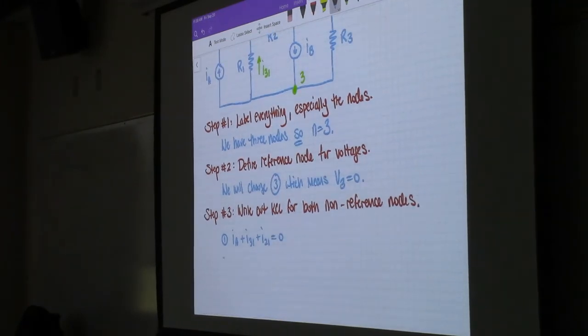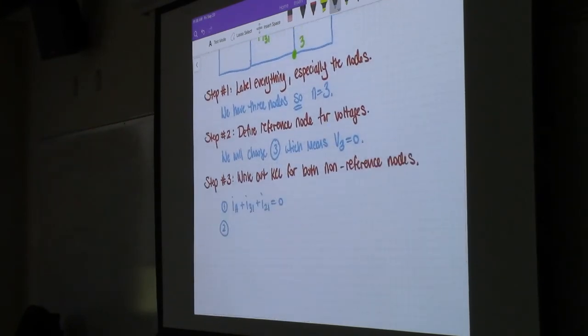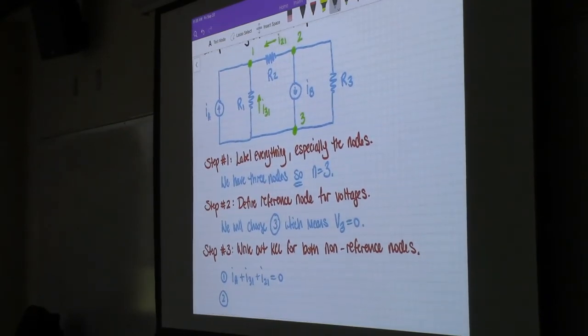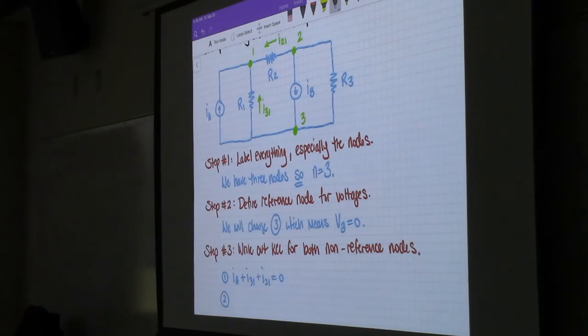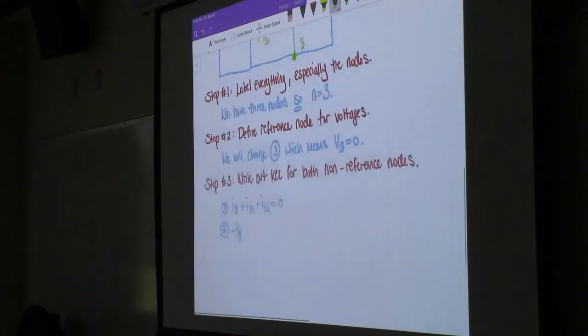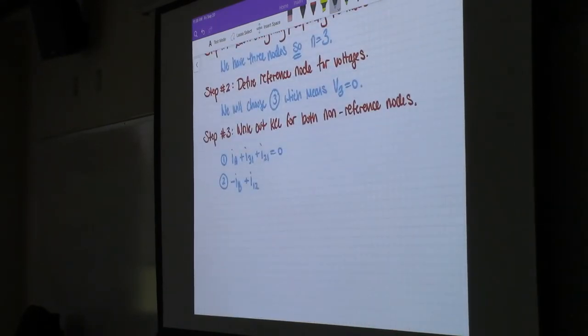All right, and then for node number 2, it seems like you guys have a handle on it, so there's no point in dragging it out. So for node number 2, I'm going to keep it consistent. I'm going to use the same referential direction, so heading into the node will be positive. So IB, minus I, could say plus I12 plus I32 equals 0. Okay.